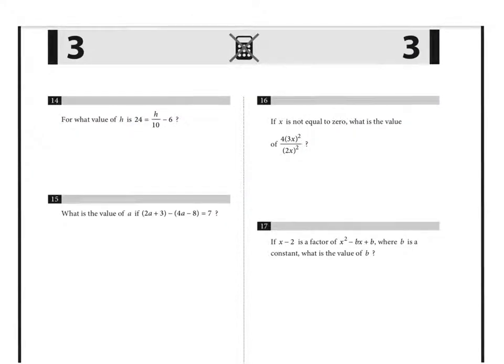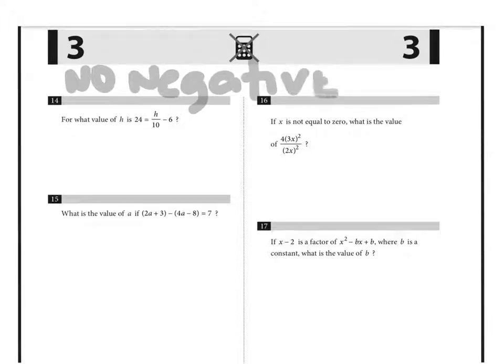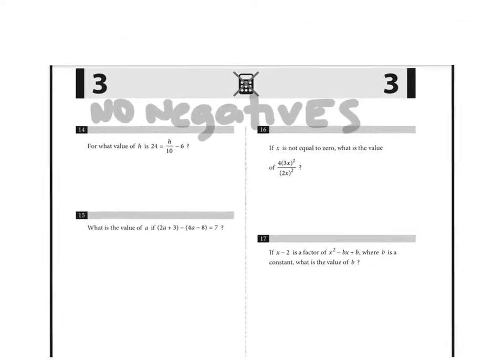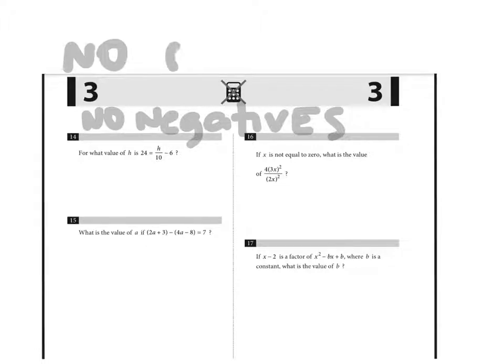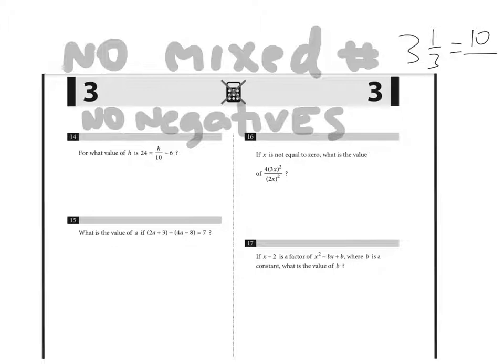Now we have some grid questions. Remember, grid questions, you can't get a negative number, so no negatives, and you cannot fill in any mixed numbers. So no negatives and no mixed numbers, no 3 1/3. So if you think your answer is going to be 3 1/3, instead of writing that, you would have to write 10/3, or in this case, grid in 10/3.